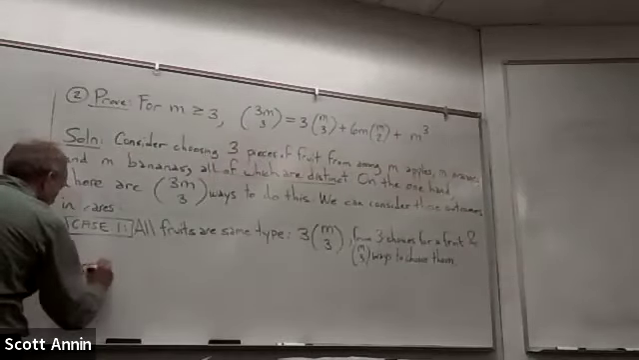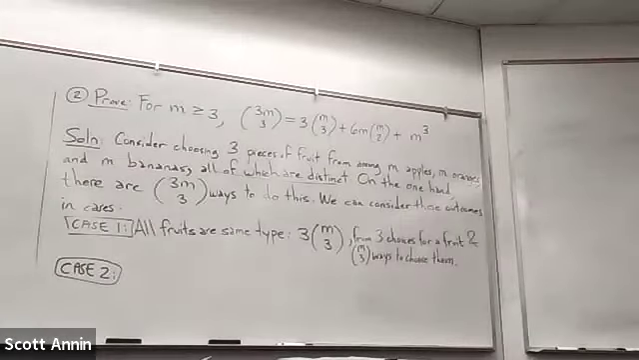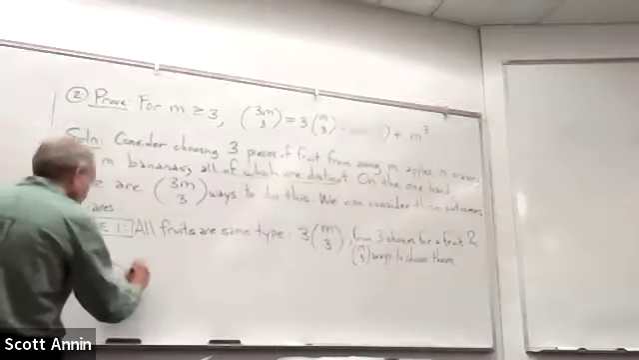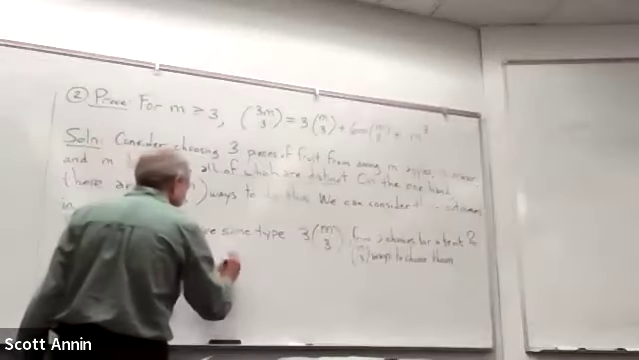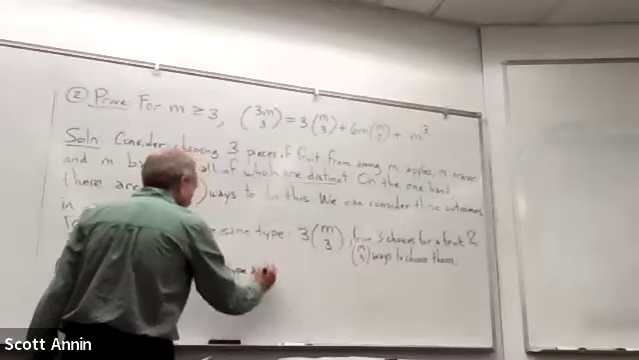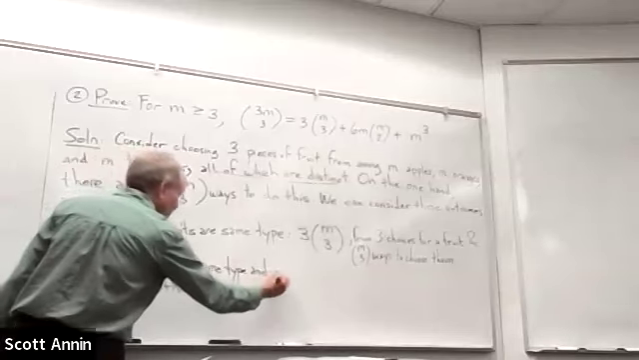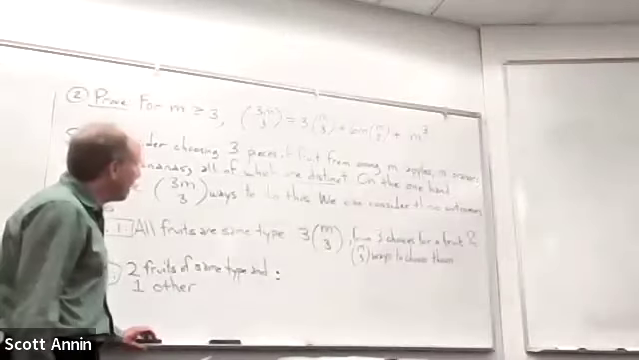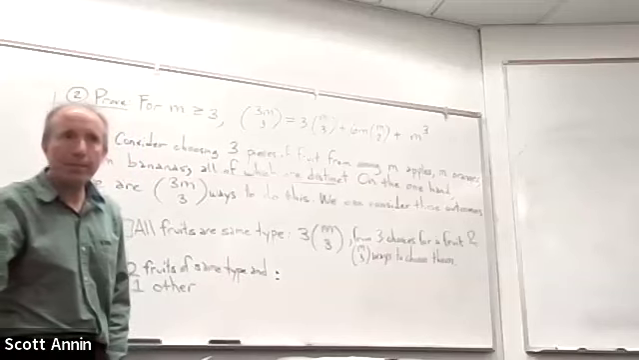Case 2 is, what's case 2? Okay, 2 fruits are the same type, and then a third fruit that is different. So 2 fruits of the same type and 1 other. Put a little colon here, and we'll just give a total on this piece as well. So how many ways are there to choose the 2 fruits that are going to be from the same type?